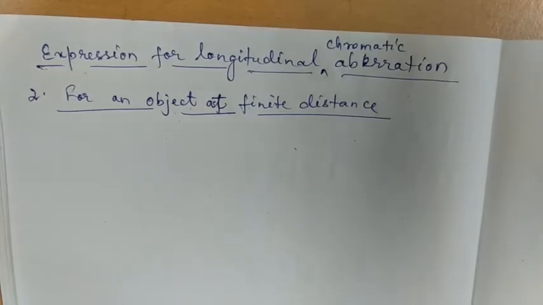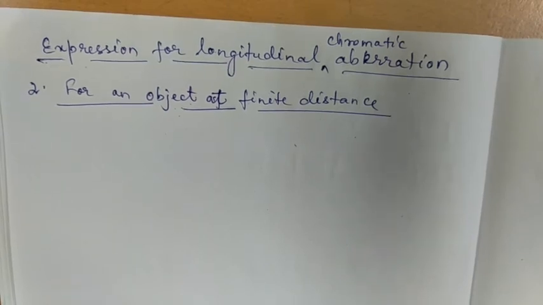Hello students, I'm back again with a new topic. In the last video, I explained the expression for longitudinal chromatic aberration when an object is at infinite distance. Today, I'm going to find an expression for an object at finite distance.